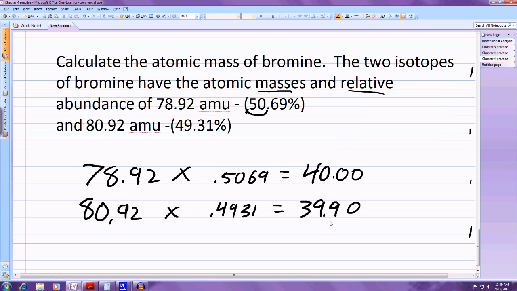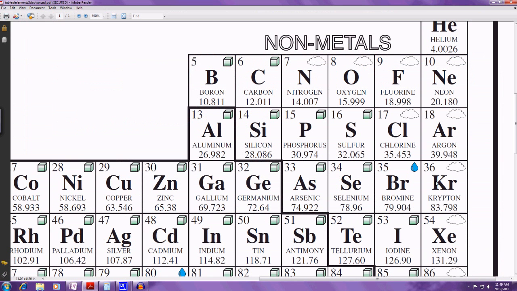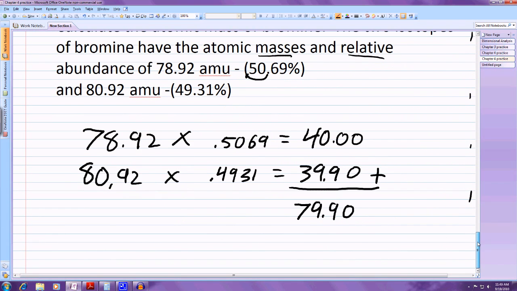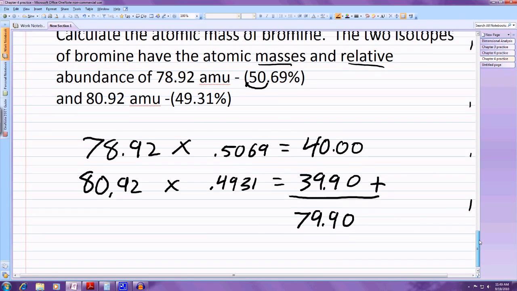So we add these two together, and we end up getting 79.90. Let's go back to the periodic table and check ourselves. Bromine, 79.90. So did we get it right? Yes, we did. That's basically how we find percent abundance.